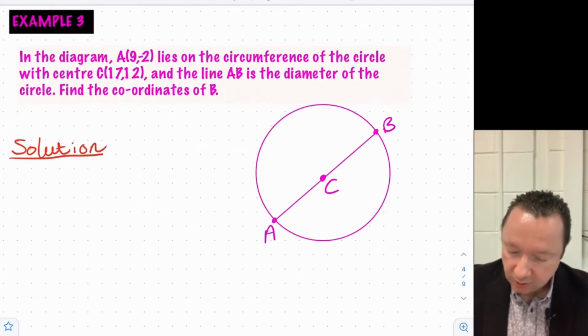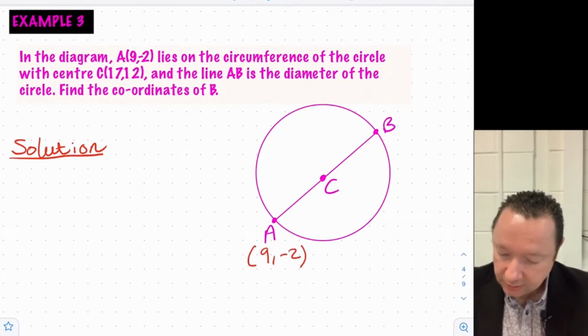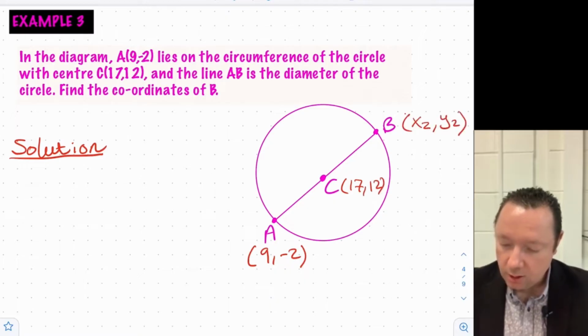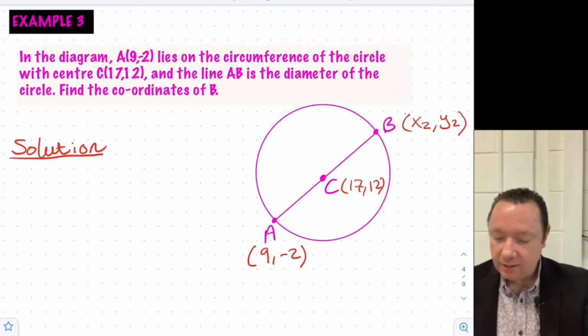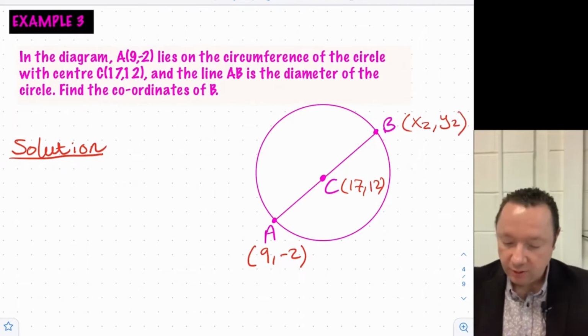A is (9, -2), so I'll write that down there. And C is (17, 12), which I can write here. And I want to know the coordinates of this. Let's call that (x2, y2). So we know that if we add 9 and x2 and divide by 2, we'll get 17. So we can work backwards to get our solution.